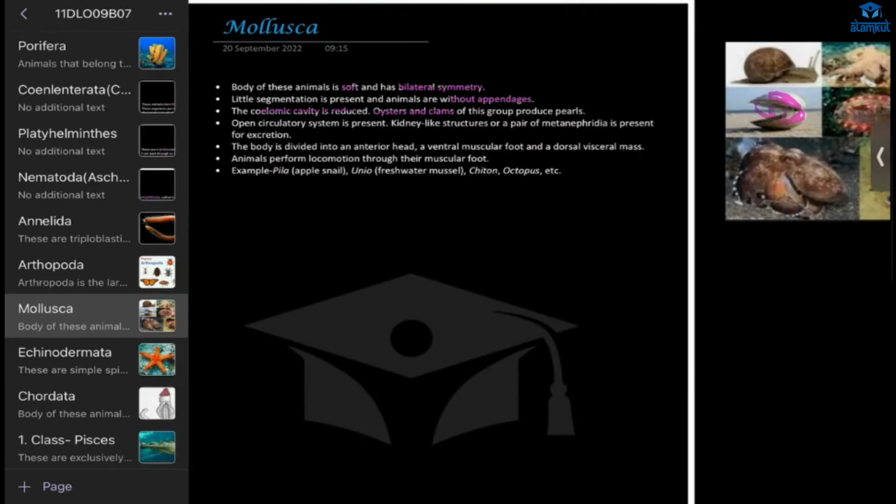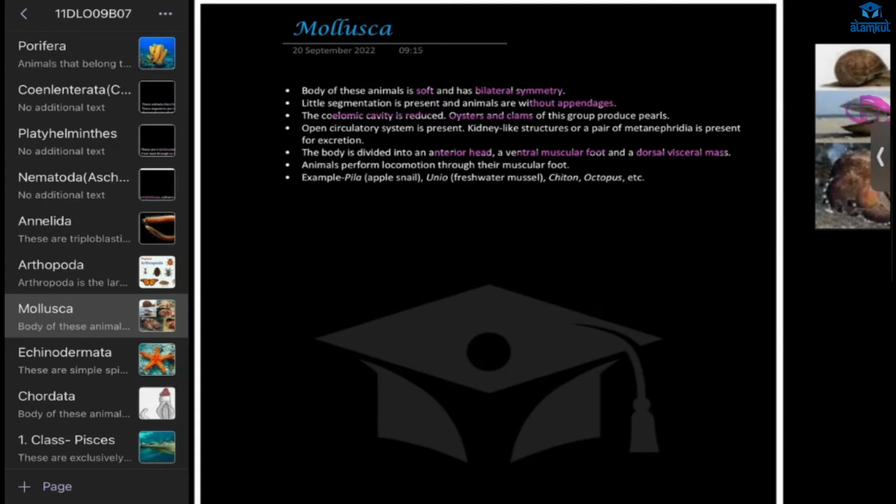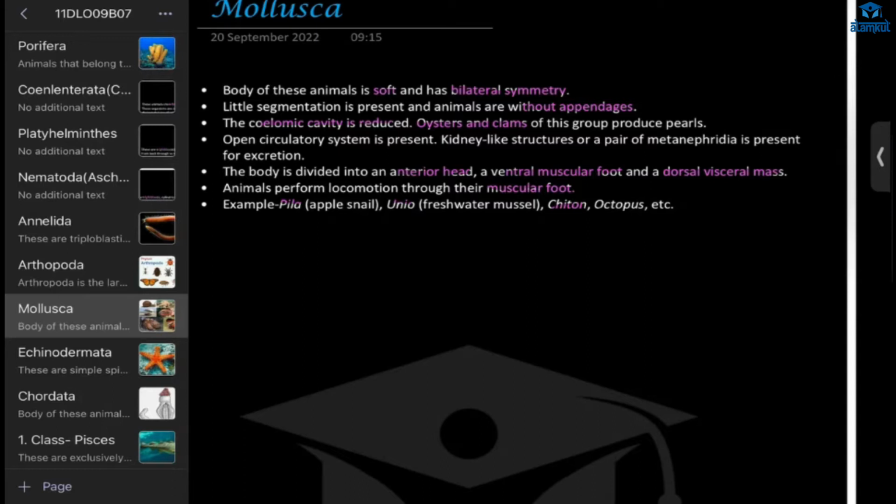Then open circulatory system. That means they don't have blood vessels. Blood is present everywhere, okay? They don't have any carriers like vessels, like veins and arteries, it is not present in them, okay? And their body is divided into head, then muscular foot and dorsal visceral mass. Then how do they perform the motion? By the muscular foot. Examples are Pila, Unio, Chiton, and Octopus.